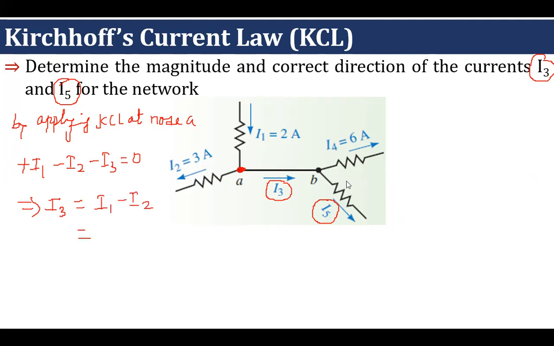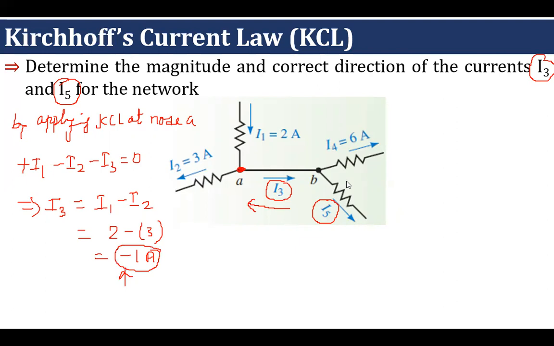What is the value of I1? I1 is equal to 2 and I2 is equal to 3. So this is going to be minus 1 ampere. So what is this minus sign showing? The actual direction of current I3 is not in this way. The actual current is flowing in this manner.